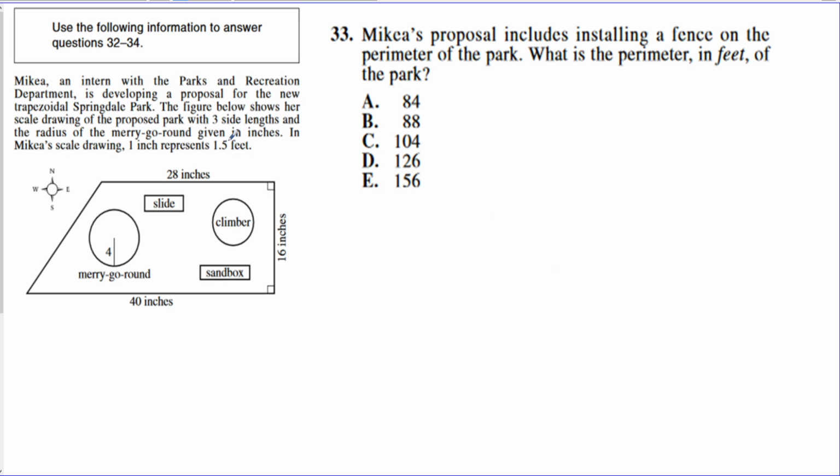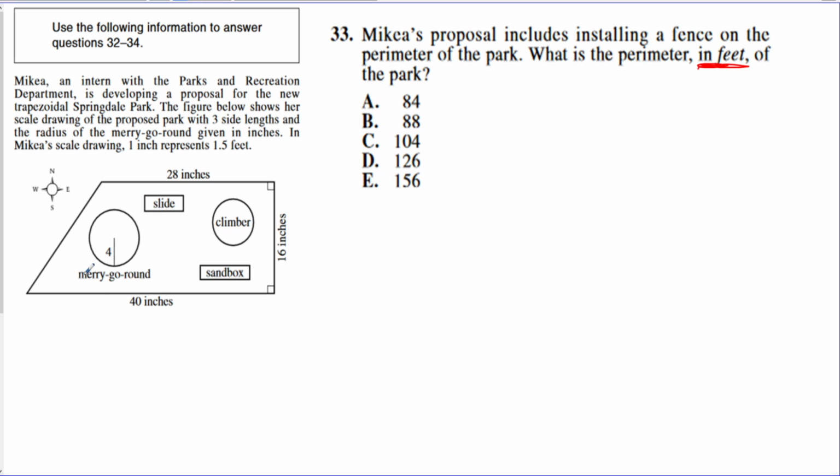Okay, problem number 33. Same picture, same description. Makia's proposal includes installing a fence on the perimeter of the park. What is the perimeter in feet? So I'm seeing that. That means I'm probably going to have to use this conversion here of the park.